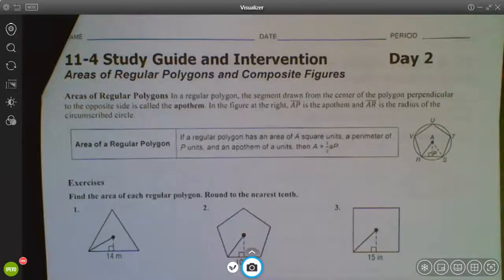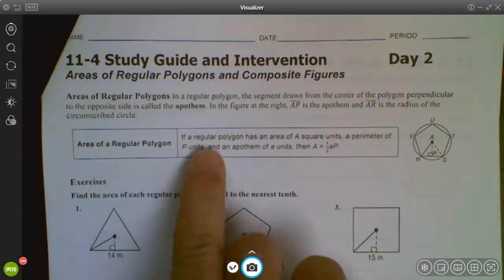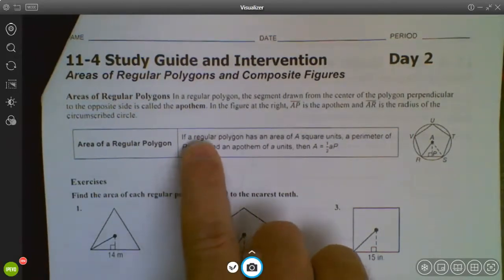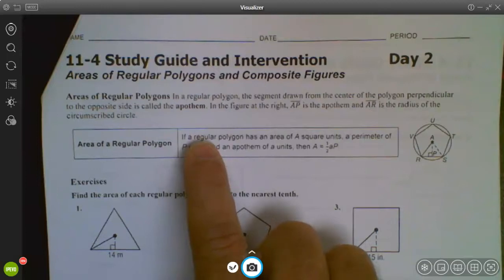Alright guys, for the final part of 11.4, we're going to now be looking at the area of a regular polygon. So just remember, regular polygon just means it's any two-dimensional shape where all of the sides and angles are equal. Alright, so that's what defines something as being regular. So whenever you see that word regular, remember that word is there to tell you that all the sides and all the angles are equal for that shape.